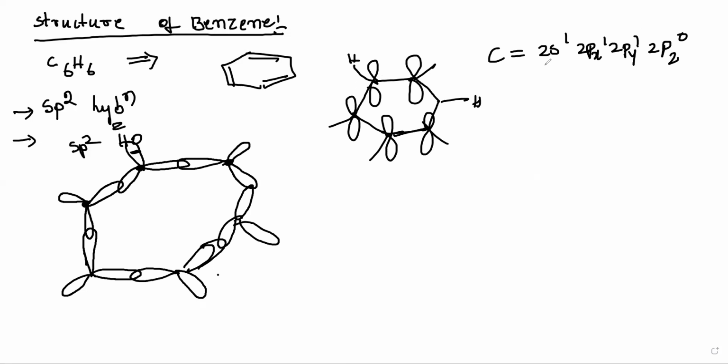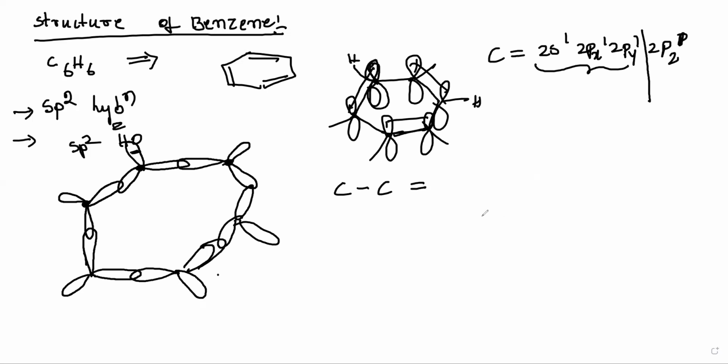So in this condition, which hybridization is involved? The 2pz1 remains. Then in this condition it is sp2 hybridization. At each carbon, one unhybridized 2pz1 orbital is there, which has one electron. These two overlap, and at this position also these two overlap. That's why we get double bond character between carbon and carbon.